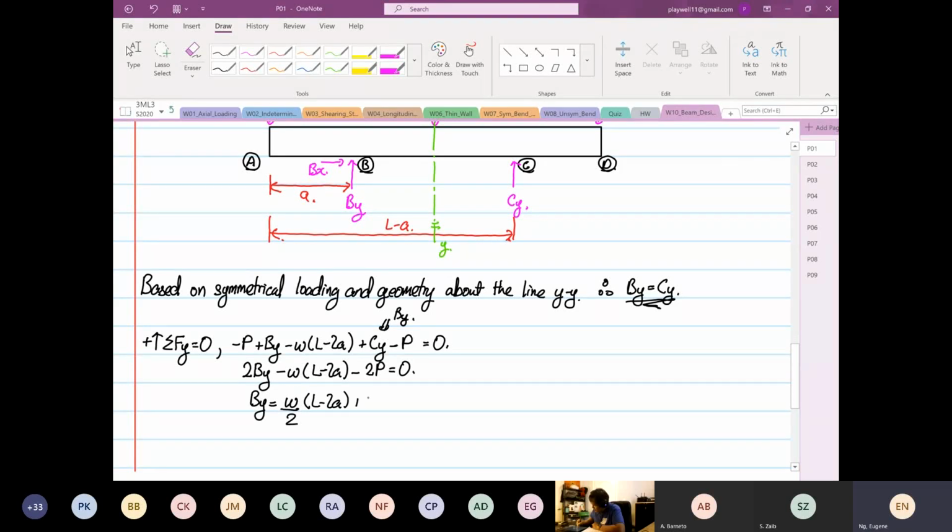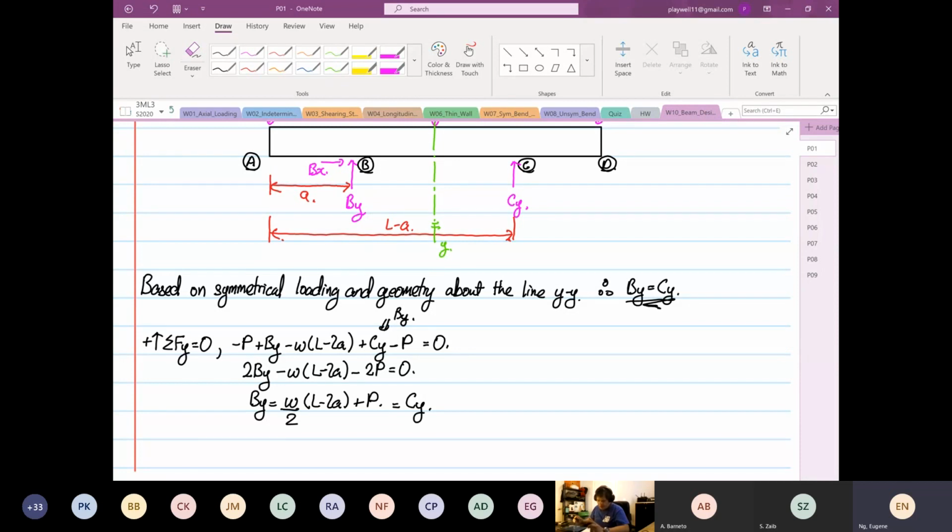And then plus P. Okay, so that is your By, and because By is equal to Cy, so By is equal to Cy. Okay, so this is the reaction at By and Cy. Okay, so it's a function. It's not a function. It's omega over 2 L minus 2A plus P.